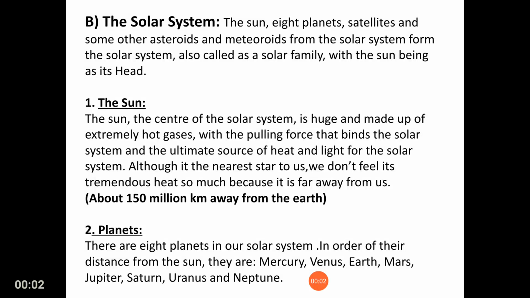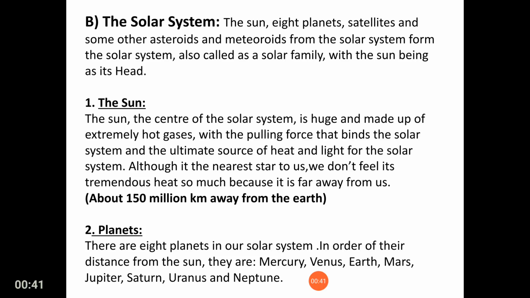So here, what is meant by the solar system? The solar system consists of the Sun, the 8 planets, the satellites and some other asteroids and meteoroids, which form the solar family or the solar system, with the Sun being the head of the family. So students, as we know, in our family also we have one head of the family, and we are the members which are revolving or rotating nearby to this particular family member.